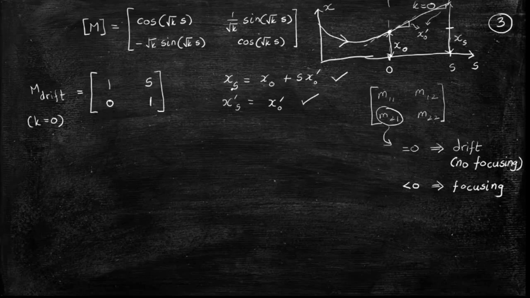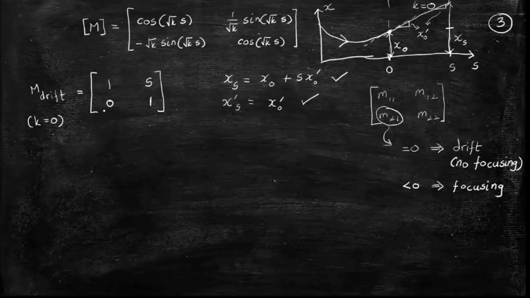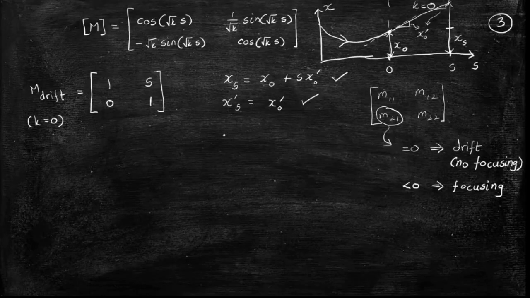Let me repeat the logic. Right now I have x prime equal to the original x prime plus 0, because of this 0 times x. If instead of 0 it is a very small quantity minus delta, then x prime s is equal to x prime 0 minus delta times x0, which means that it will be reduced. Reduction in the slope means bending the beam gradually towards the nominal trajectory, which is a focusing behavior. Is that okay?